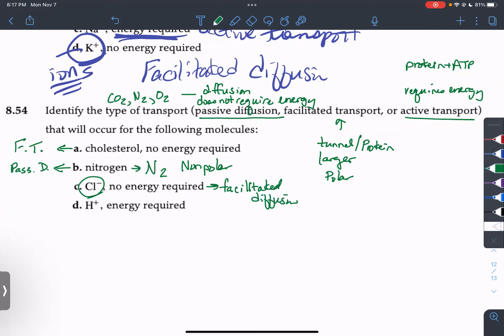And then H plus, energy required. Anytime you see energy required, that is active transport. Okay, so just kind of go through the options and get comfortable with deciding which one it is.